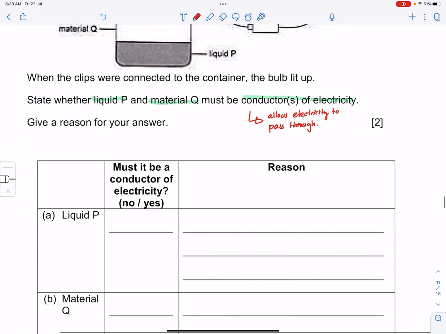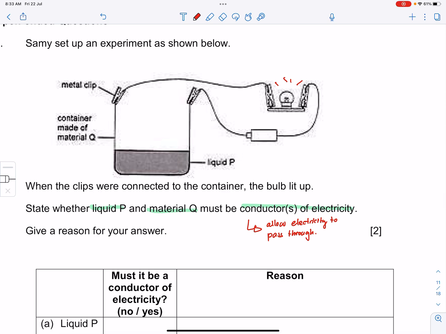So the first one asks you, must it be a conductor of electricity, liquid P, yes or no? So we know that in order for the bulb to light up, there must be a closed circuit. So there mustn't be any gap. So when we take a look at it, I'm going to use red to highlight. The battery source comes from here, and where is the point of contact? It's actually with your container, right? And this is material Q.